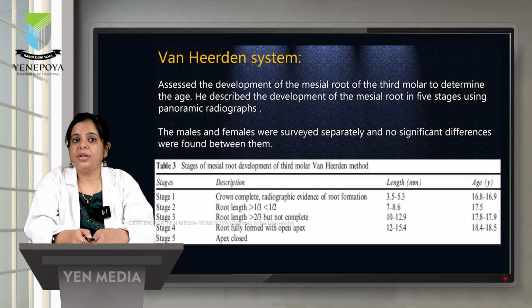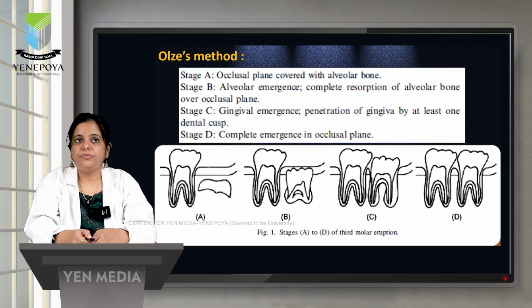Stage 2, when the root length is more than 1/3 but less than 1/2. Stage 3, the root length is more than 2/3 but however it is still not complete. Stage 4, root fully formed but it has an open apex. Stage 5, apex is closed. And then we also have the Olze's method, wherein it is divided into 4 stages A, B, C and D.